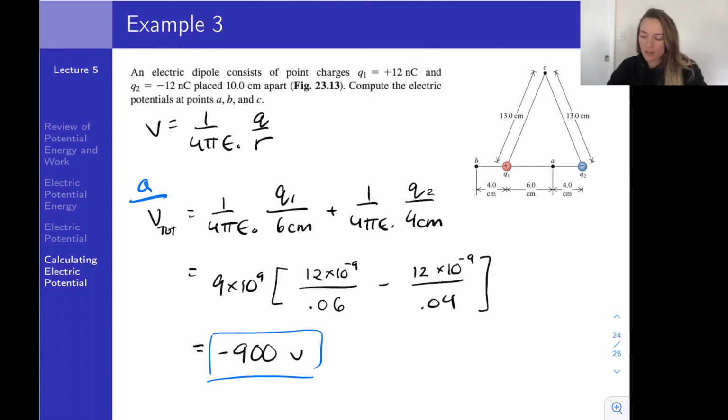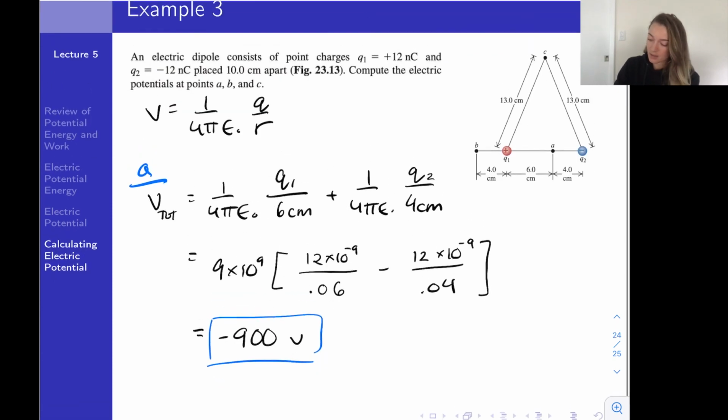And you can see that this makes sense because if we were to place a positive test charge at location A, it's much closer to the negative charge than it is to the positive charge. So we would expect it to have a negative potential there because it wants to go closer to the negative charge. Now when we do location B, we can expect this to be a positive potential over here because if we were to place a positive test charge, it's much closer to this other positive charge and it does not want to be there. So there's going to be a higher potential energy associated with that location. So let's do location B.